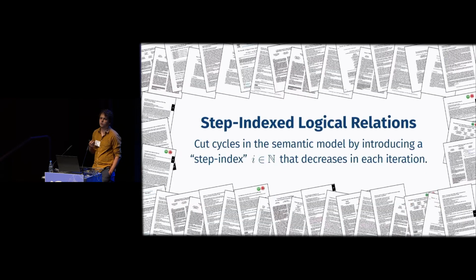By now, the dominant choice to build models for these languages is to use a step index logical relation. Where the idea is we cut cycles in the semantic model by introducing a step index, a natural number i, that decreases in each iteration and eventually bottoms out.